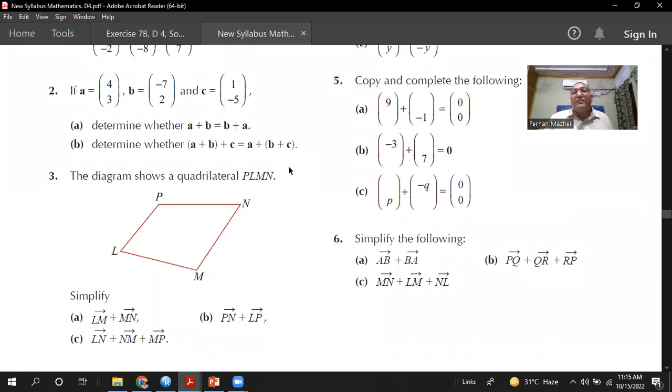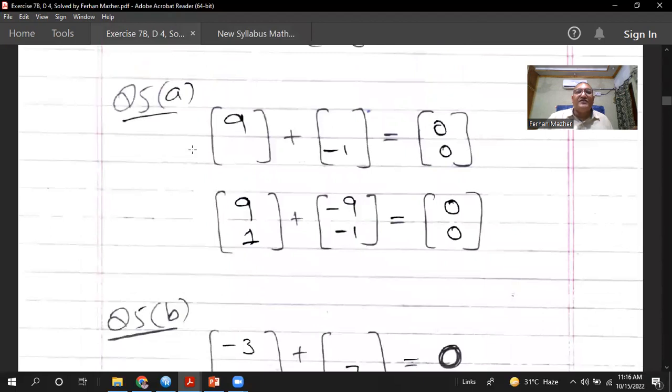He says copy and complete the following. So we have to fill these blanks here. So what is added into the 9? So the answer is 0. It will be minus 9. What is added into minus 1? So the answer is 0. It will be plus 1. So let me show you.